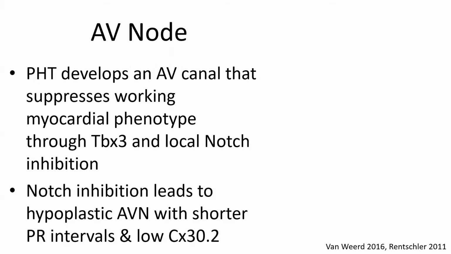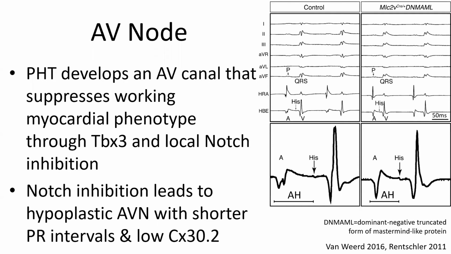And through further inhibition, we see that the AV node becomes hypoplastic, the PR interval shortens, and this low conduction connexin 30.2 is expressed less. And through intracardiac electrograms, we see that the AH interval is shorter.